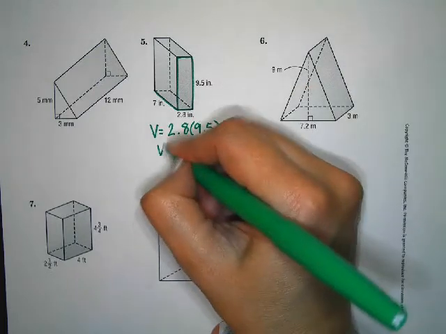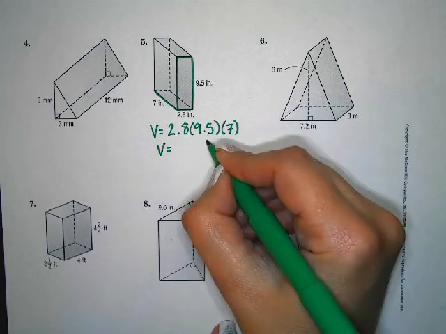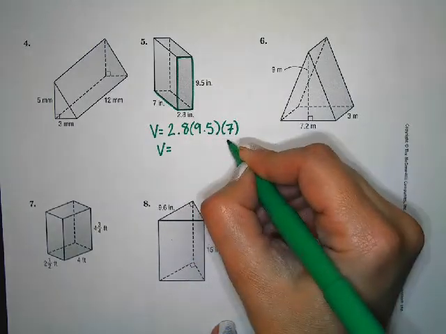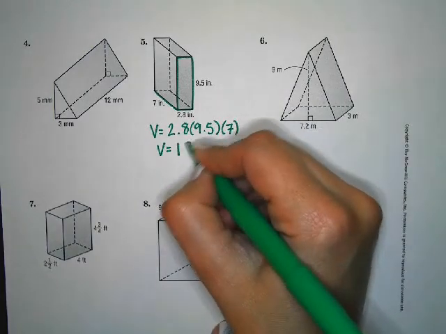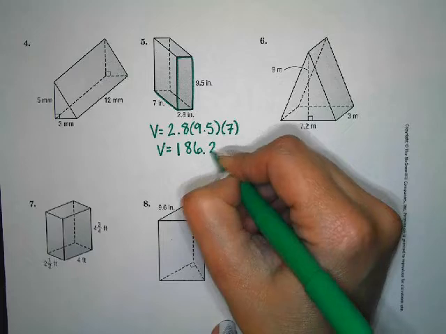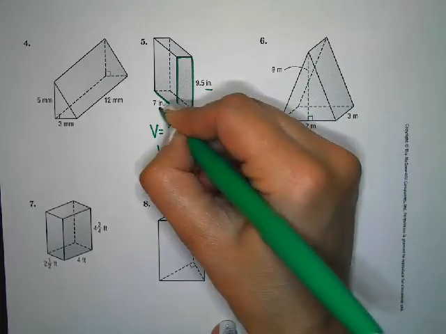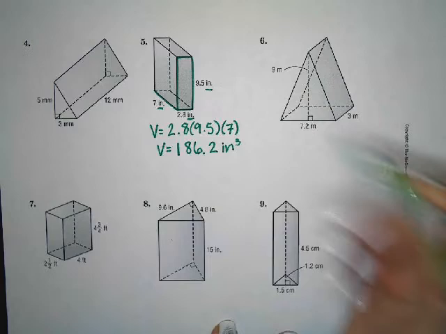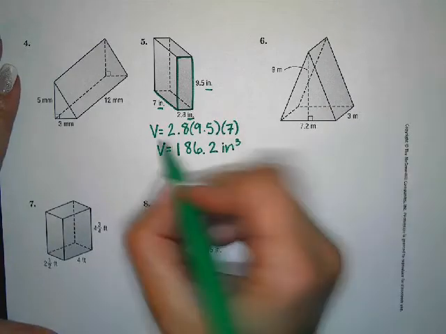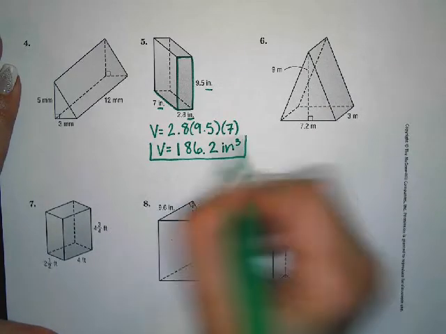So our volume is equal to 2.8 times 9.5 times 7, which gives us 186.2 inches, because that's our units, and we have 3 of them, so it's cubed. So inches cubed. So don't forget to put your units on your final answer.